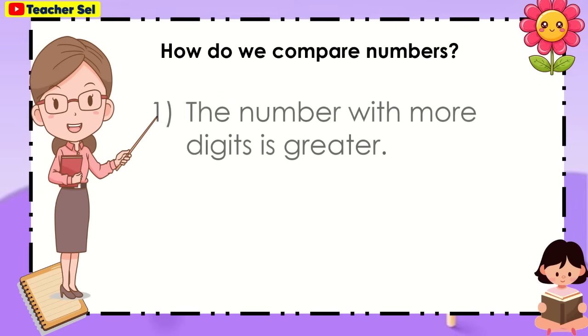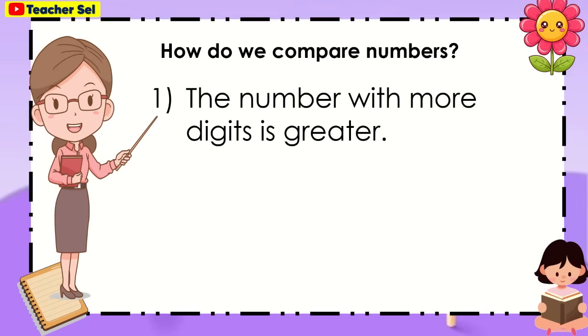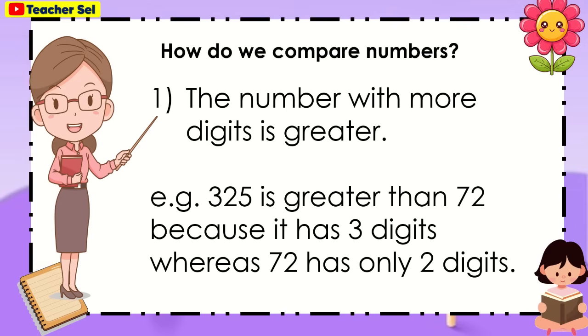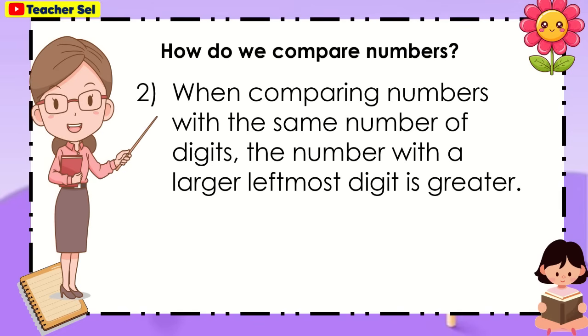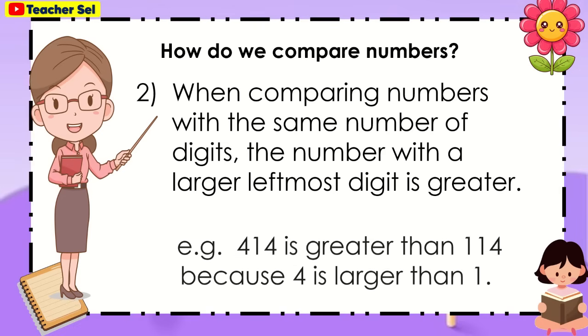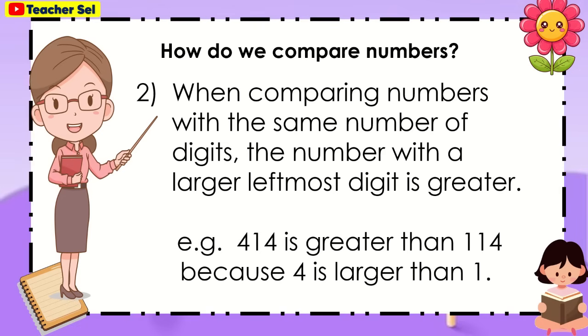How do we compare numbers? The number with more digits is greater. Example given, 325 is greater than 72 because it has 3 digits, whereas 72 has only 2 digits. How do we compare numbers? When comparing numbers with the same number of digits, the number with a larger leftmost digit is greater. Example given, 414 is greater than 114 because 4 is larger than 1.